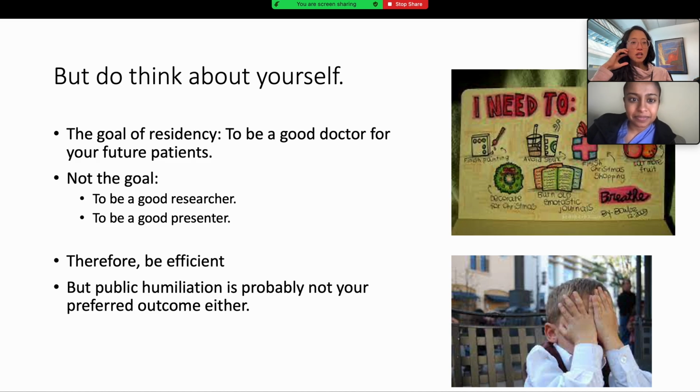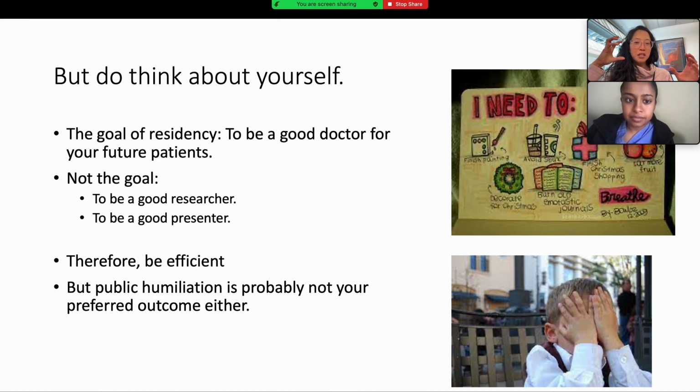Engage them. But we've done all this thinking about how to entertain the audience, how to tell a story, how to relate it to what they care about. But do think about yourself as well, because you really are in residency for you. And the goal of residency is that you're going to be a good doctor for your future patients. Frankly, the goal is not to be a good researcher, and the goal is not to be a good presenter.